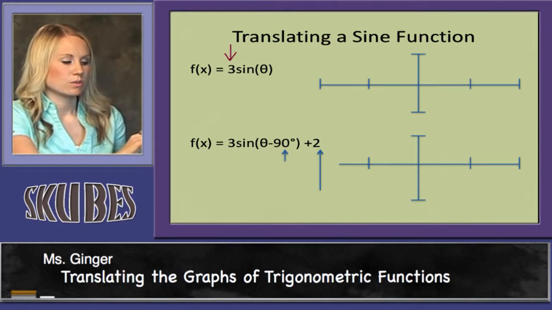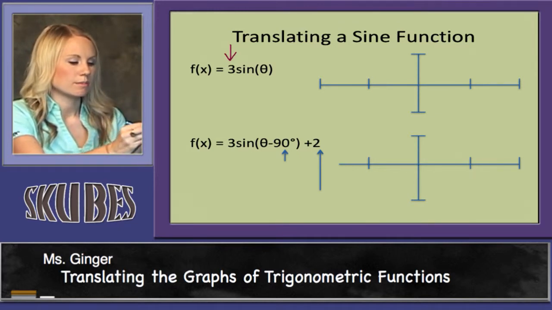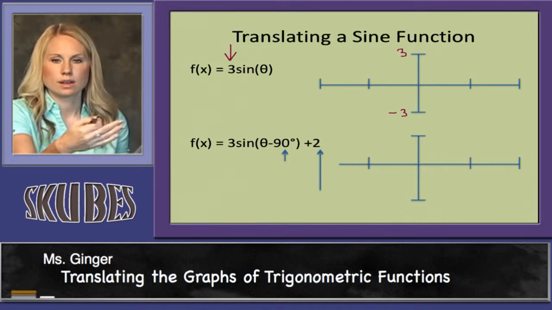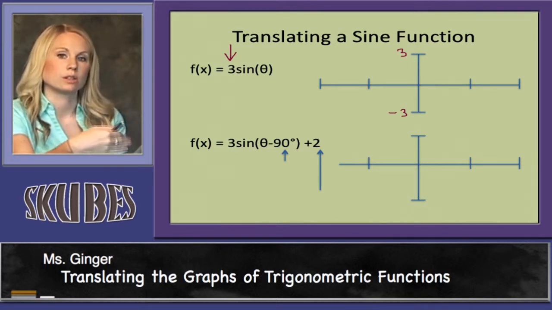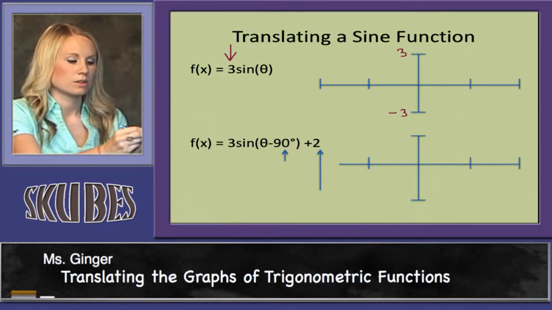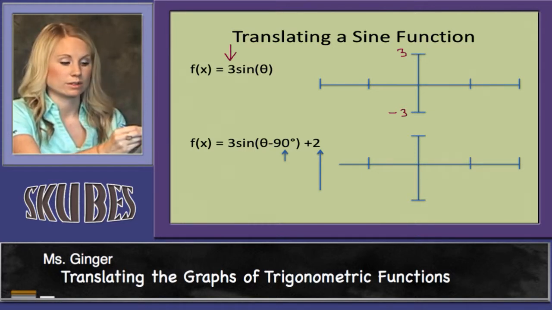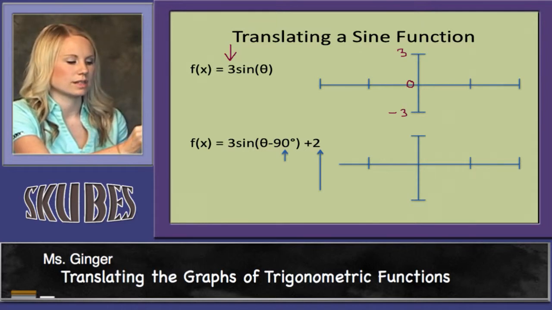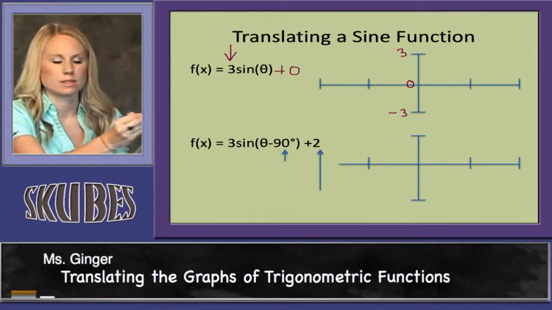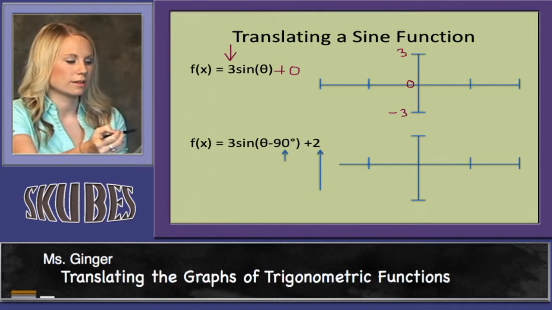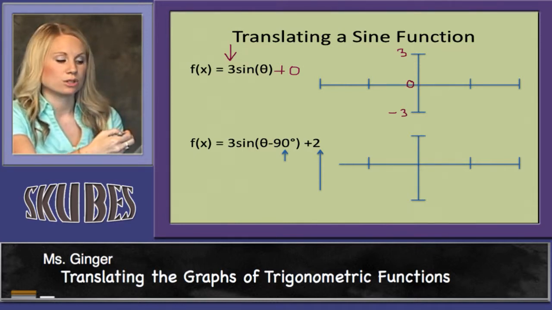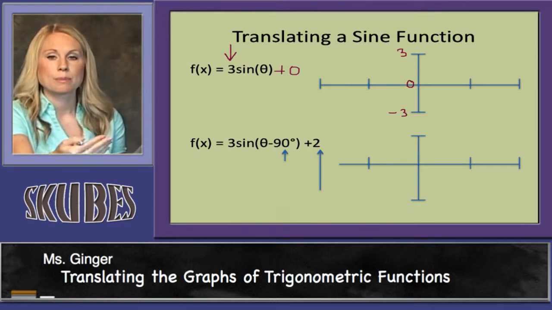So for this basic 3 sine theta, to get a general picture, I'll need to start by putting my 3 and -3 as the highest place it'll reach and the lowest place it'll dip down to. For the center line, there's been no number added on the outside, so the center line is 0. We can look at it like 3 sine theta plus nothing, plus 0, and that number is our center line. Once you have those in place, you can draw in your sine curve.